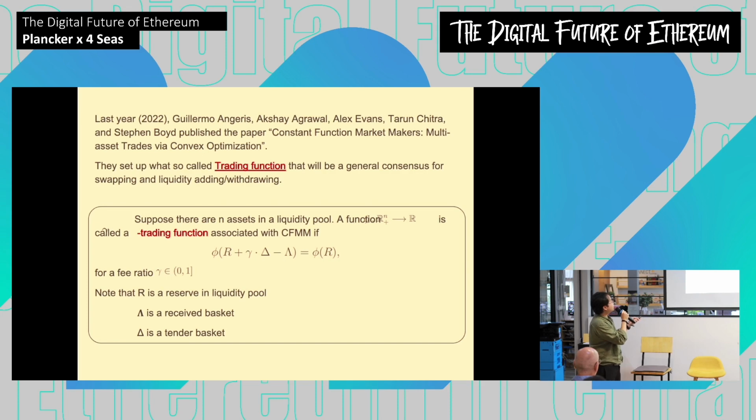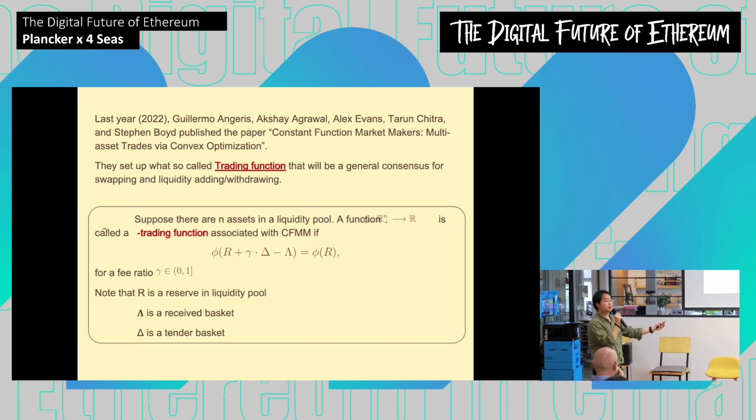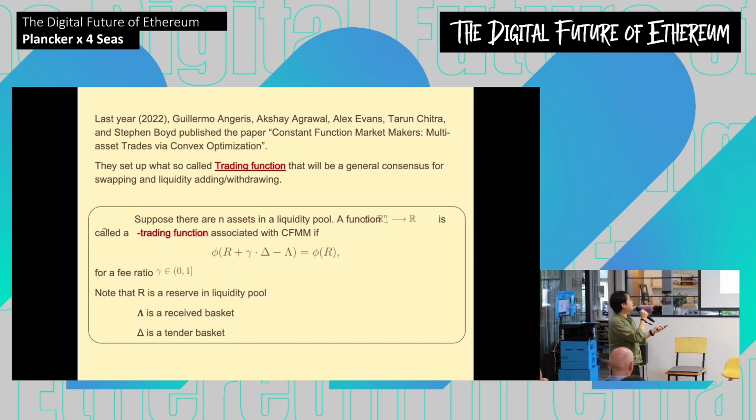And the trading function is for N assets, the multi-asset in liquidity pools. And we say the function phi here is a trading function if it satisfies this condition, where the gamma behaves like the fee ratio. And the R here is the reserve in the liquidity pool. And the lambda is the receive basket. I mean, the lambda is what the trader takes out from the liquidity pool, and the tender basket is what the trader puts in the liquidity pool.